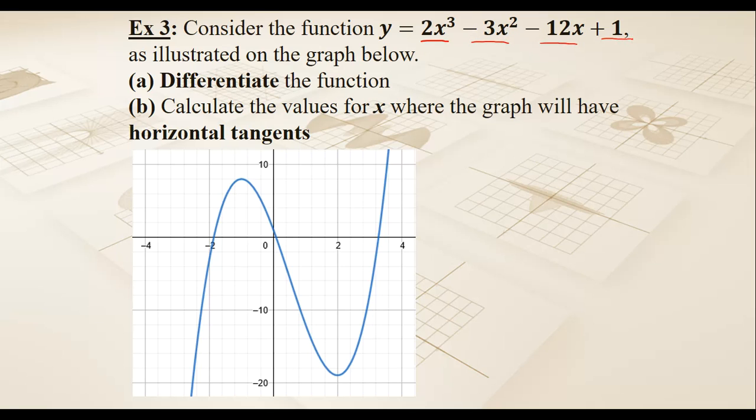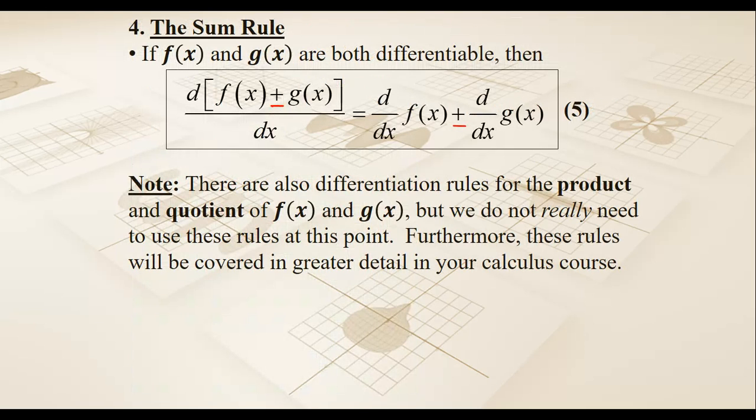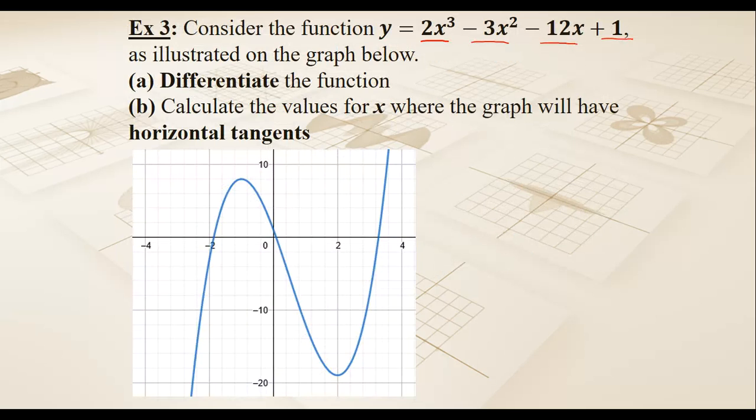Now, you could treat these as a bunch of different functions. You could call this one f of x, g of x, h of x, i of x if you wanted to. But what the sum rule tells us is that we can just figure out the derivative of each term individually and just add them all together, okay? So it's actually really not that hard to do. Okay, so let's use the notation dy/dx. I want to figure out the derivative of the function y with respect to x.